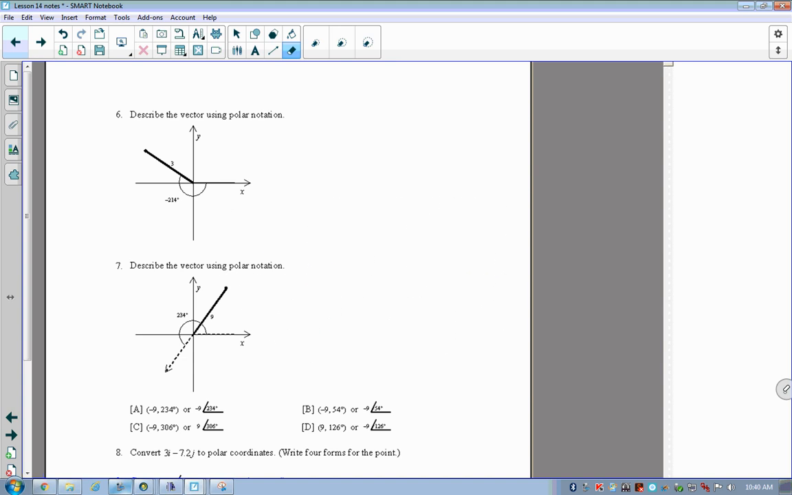Number 7. What is the hypotenuse of number 7? Let's see. Number 7 says describe the vector using polar notation. Okay, so what they're looking for is actually this line. They want to know what the polar notation of that blue line is.